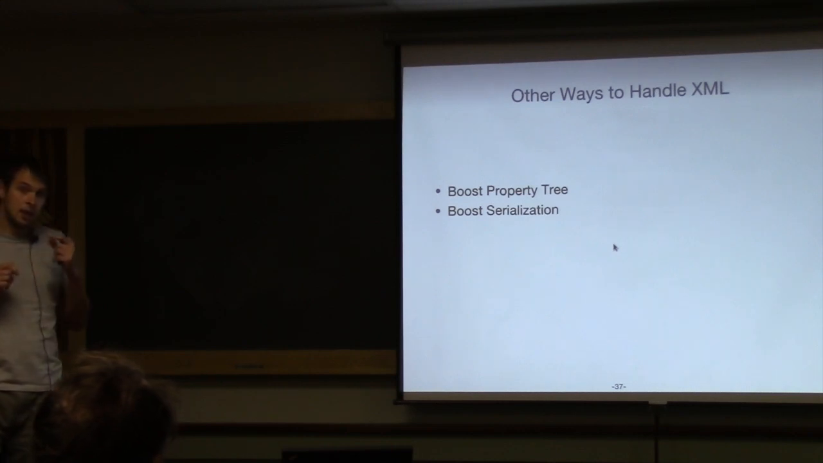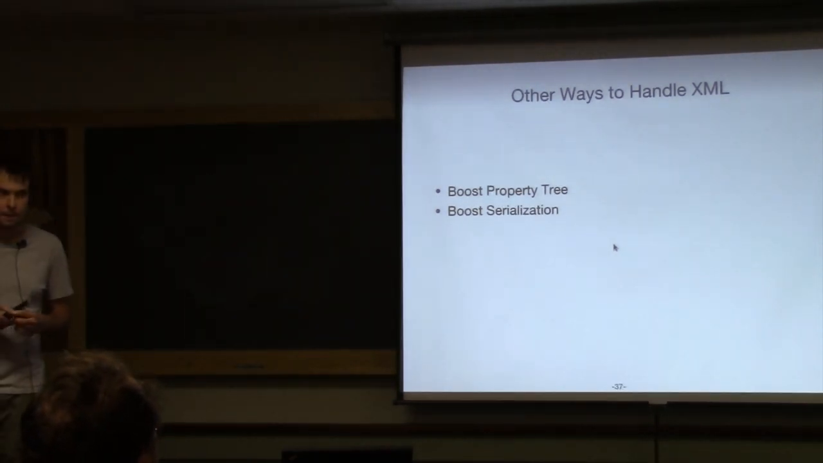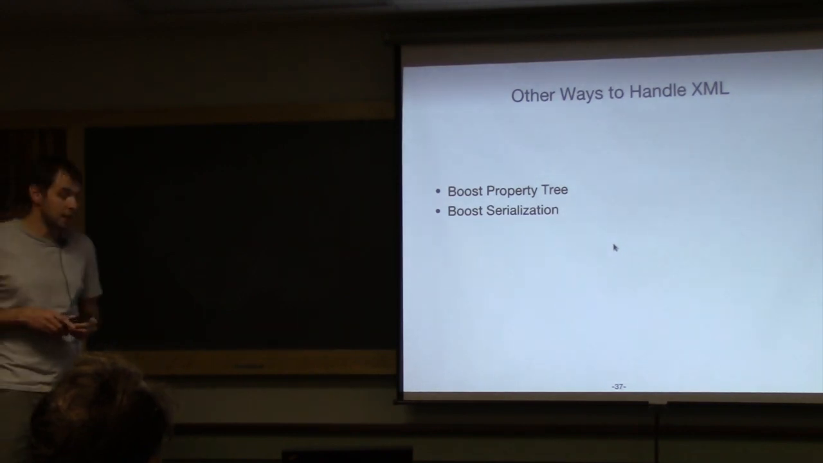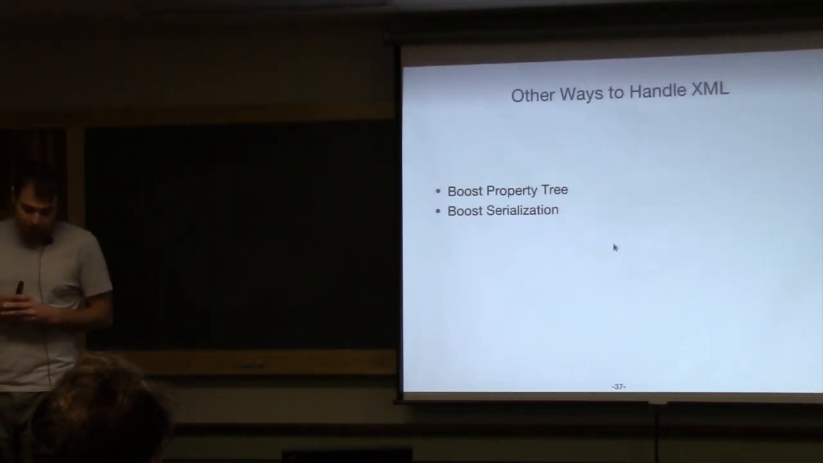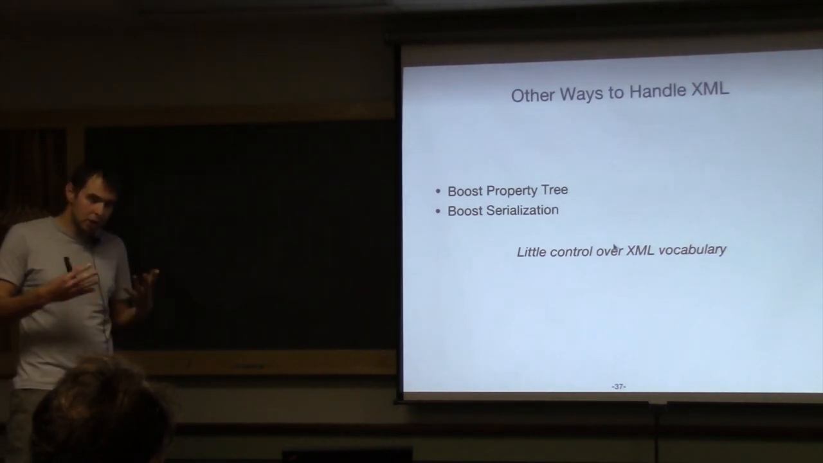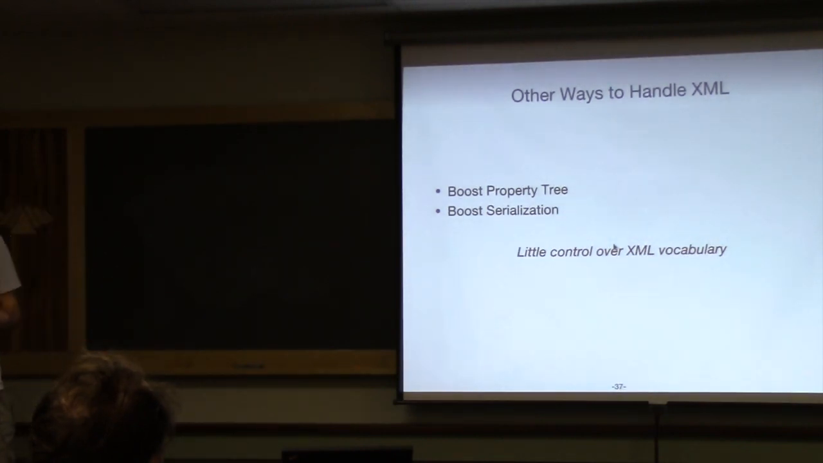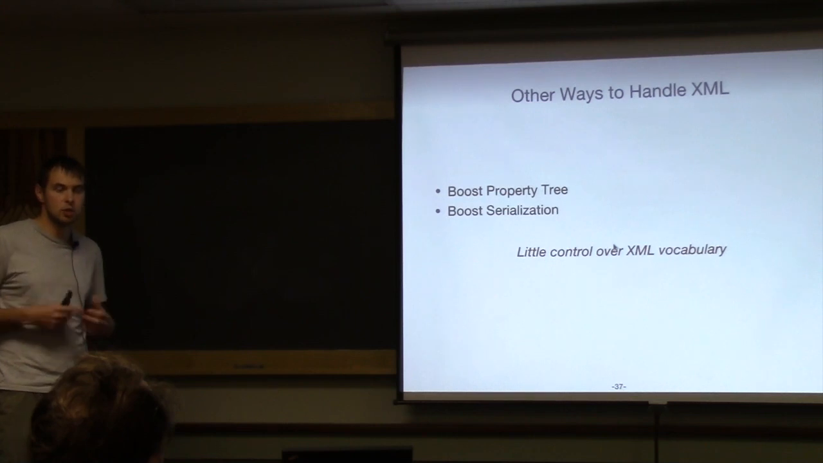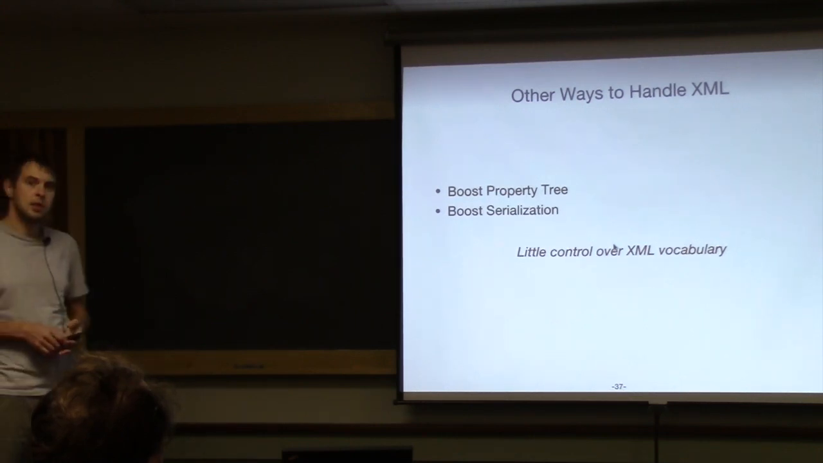Okay, let me also mention yet another way of making your application handle XML. There are libraries, most notably Boost Property Tree and Serialization, that will read and write XML for you. The main problem with this approach is that these libraries don't really give you much control over what the resulting XML will look like. Well, Boost Property Tree gives you a bit more control, Boost Serialization a bit less. And remember, we are using XML as a data interchange format, which means we probably want to document it and formally define it so that third parties can actually interoperate with us. So control over the XML vocabulary is normally something that you would want.